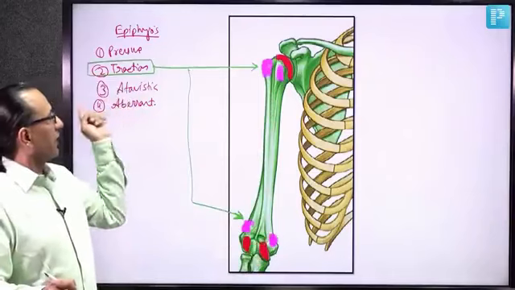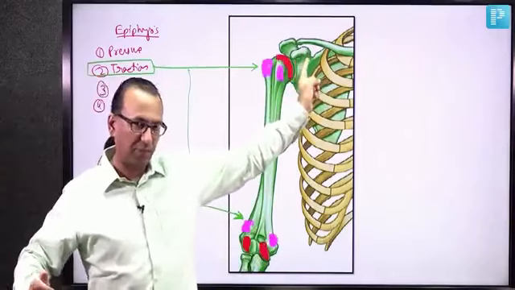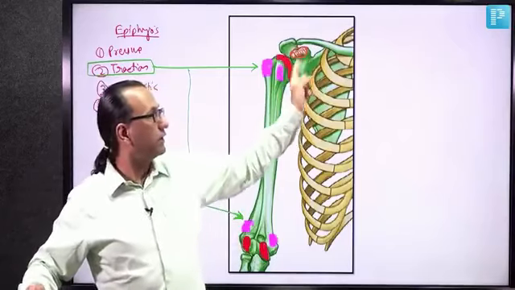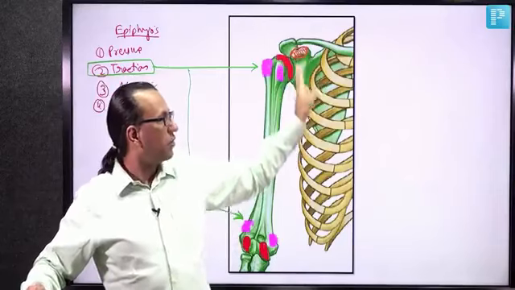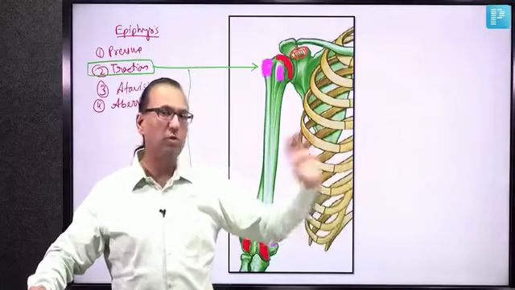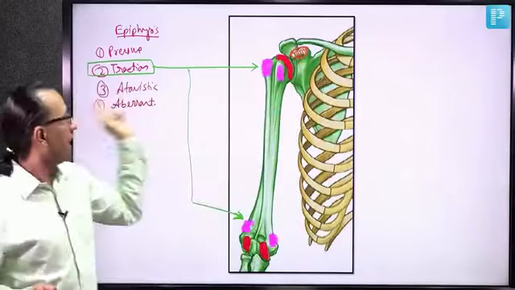When it comes to atavistic epiphysis, the coracoid process of the scapula is considered as the atavistic epiphysis. It is actually a small bone in the lower animals, and it is fused with the main scapula bone in humans. So a bone which is a separate bone in the lower animals, but in humans has fused with the main bone, like the coracoid process, is called an atavistic epiphysis.